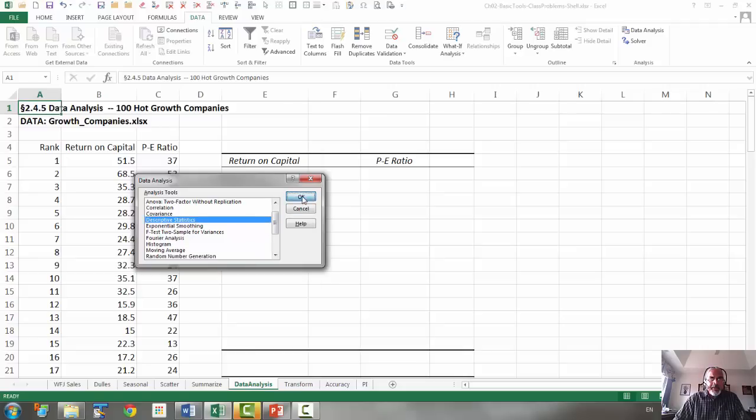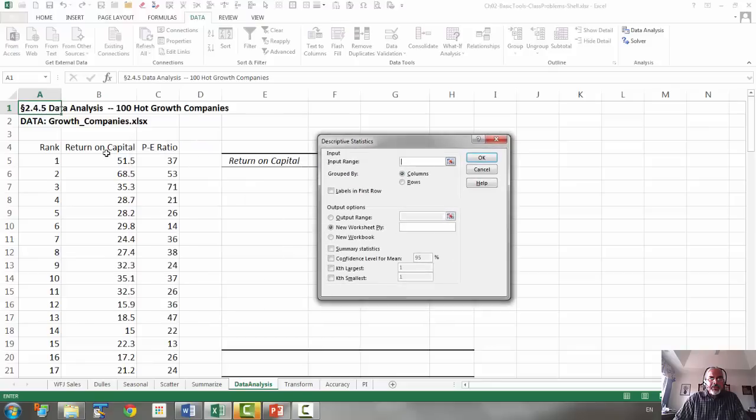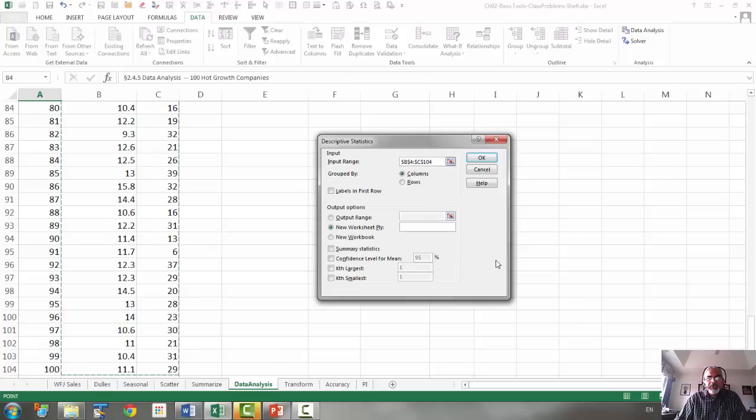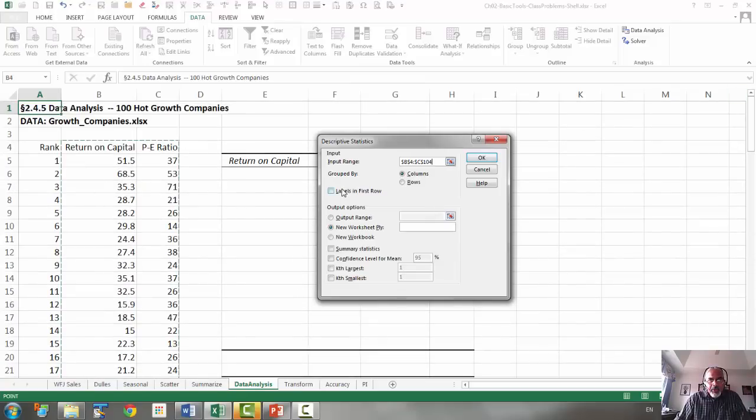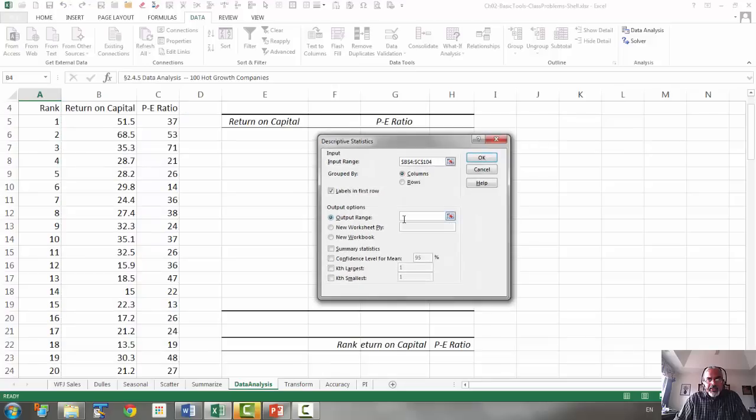Okay. Click OK. Now the input range: let's suppose that we want summary statistics for return on capital and PE ratio. So Shift and down like that, so we have the two columns highlighted. Of course, we want to make sure that Labels in First Row is checked because we started the highlight from row 4. Now let's select Output Range, and let's start the output from E5.